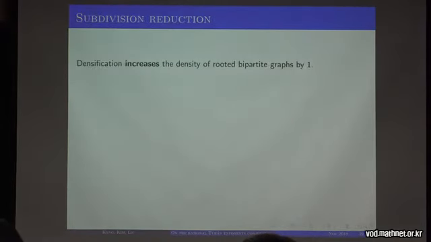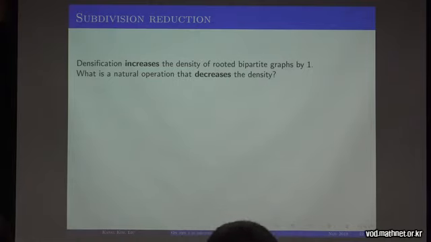Actually, densification increased the global density of rotated bipartite graph by 1. So one natural question is to introduce other operation which decreases the global density. The densification increased the global density, so it is useful to obtain the bigger realizable numbers, but it is not useful to obtain smaller realizable numbers. So we try to introduce the operation that decreases the density.